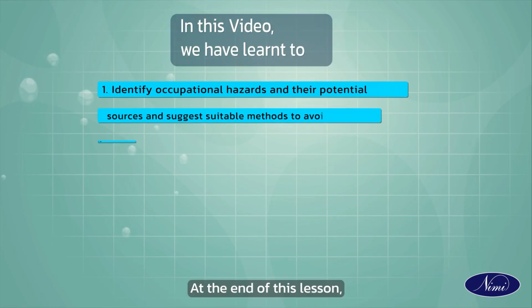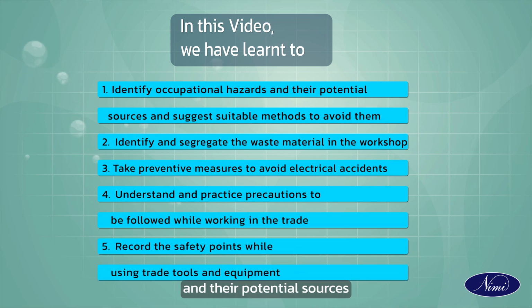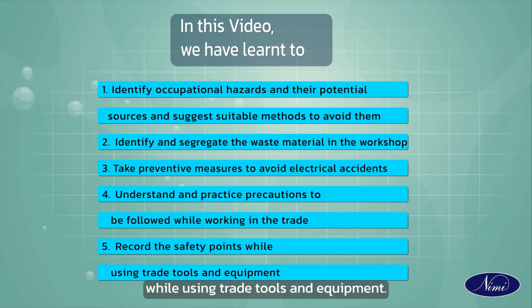At the end of this lesson, we have learned to identify occupational hazards and their potential sources and suggest suitable methods to avoid them. Identify and segregate the waste material in the workshop. Take preventive measures to avoid electrical accidents. Understand and practice precautions to be followed while working in the trade. Record the safety points while using trade tools and equipment.